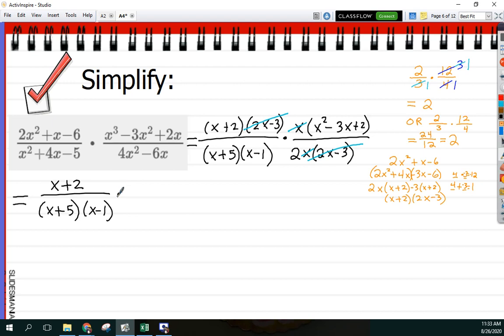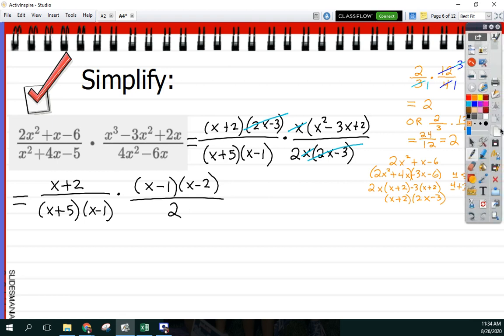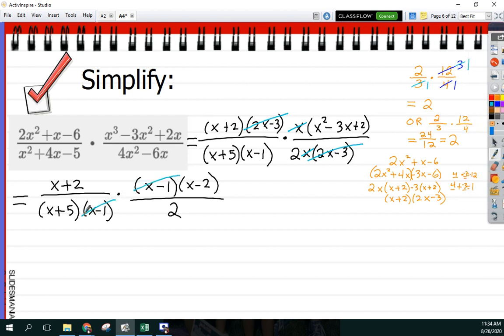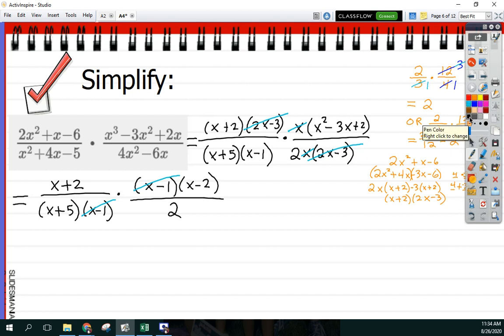Now if we factor that second numerator, I'm looking for two numbers that multiply together to give me a positive 2 and add together to give me a negative 3. Those two numbers are going to be a negative 1 and a negative 2, divided by, and notice that we're only left with 2 in our denominator. Now my last step is going to be to reduce any last common factors that we have, which, notice, is x minus 1. So my last step is going to be just to write what we have left over.